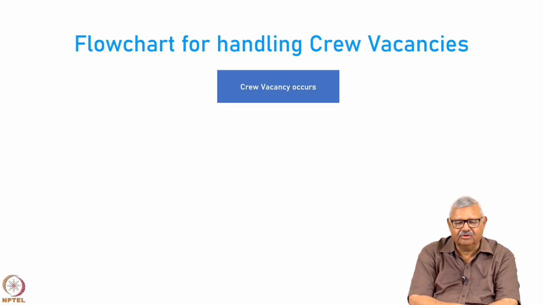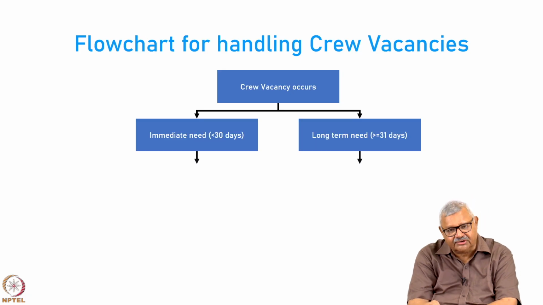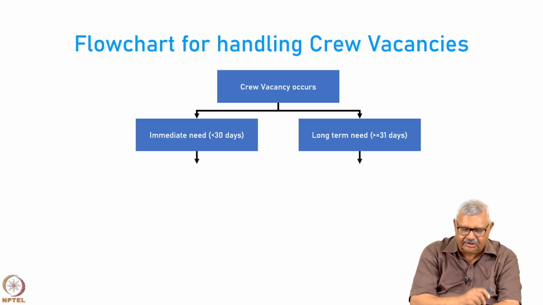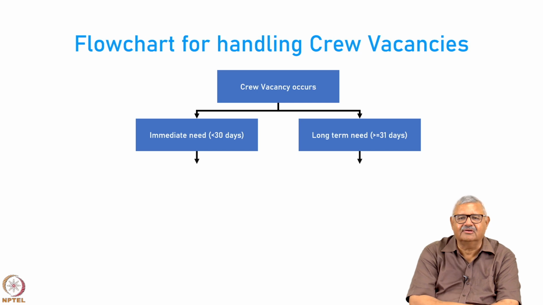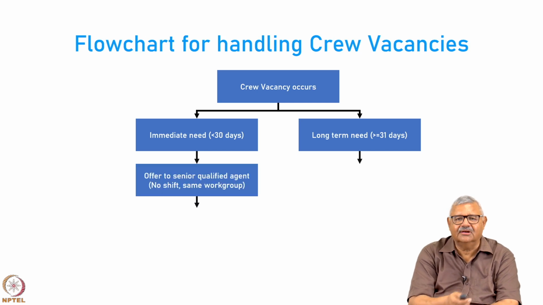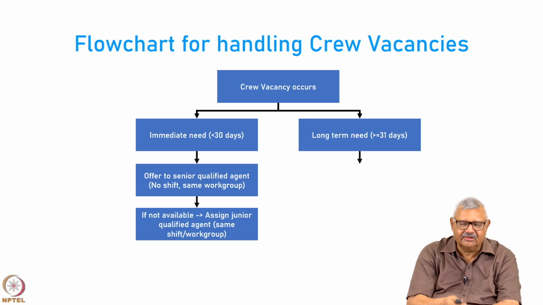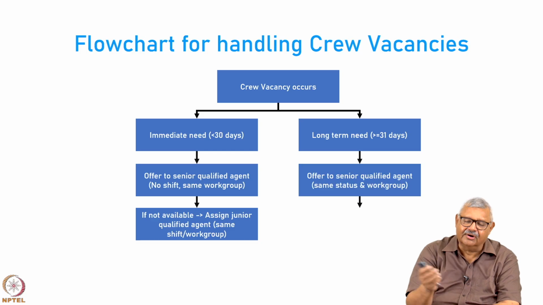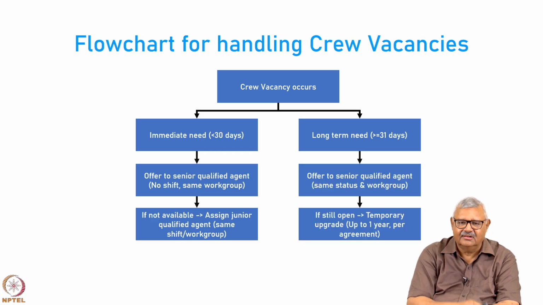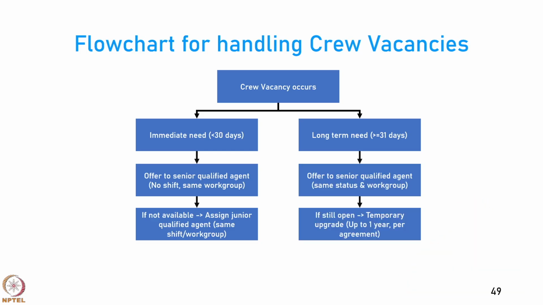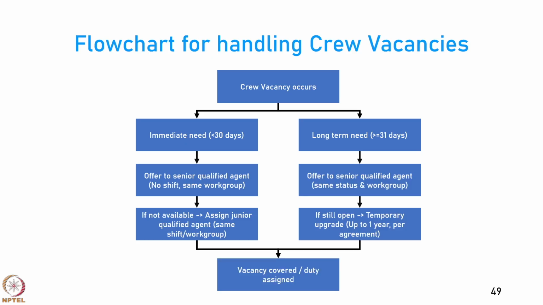So here is how crew vacancies are handled. The moment a vacancy occurs, you first decide, is it short term or is it long term? If it is short term, less than 30 days, there is a different sequence followed. If it is long term, then you need a different kind of planning. If it is short term, then you make the offer to a senior qualified agent. They should be in the same work group as far as possible. If not available, you assign some junior qualified agent who is in the same work group. But if it is a long term need, then you offer to a senior qualified agent, and if it is still open, then temporary upgrade, etc. And finally, you cover the vacancy of the due segments.